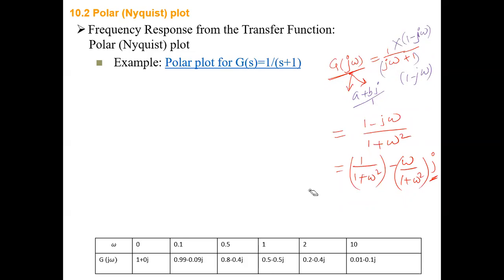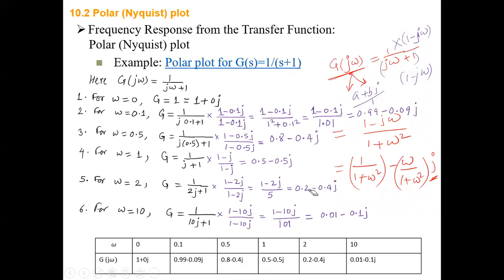That's how you have to do that, okay? So that's what you do here. Now, if you plug in the value of omega, what is omega? Start with 0 for now. Omega is 0. What do you get here? The real part is 1. When omega is 0, the imaginary part is 0. Then similarly, plug in omega equals 0.1. Then you do the calculation. Then you get this.